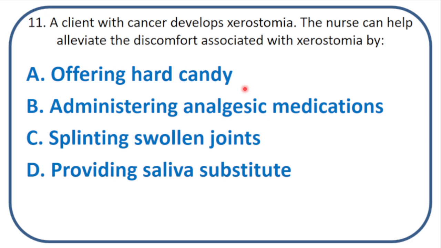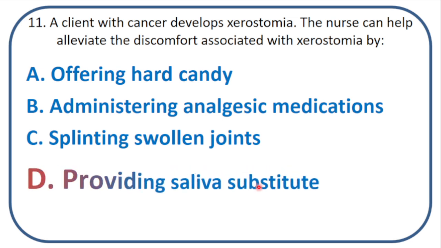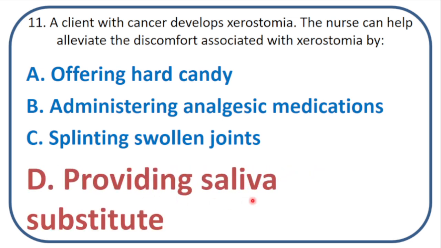Xerostomia means dry mouth, and the nurse can help the patient by giving saliva substitute. So the correct answer is option D, providing saliva substitute. If the client has xerostomia, the nurse can help alleviate the discomfort by providing saliva substitute. Offering candy may lead to more discomfort, and it may lead to cracks in the lips and tongue. So it will not be useful.